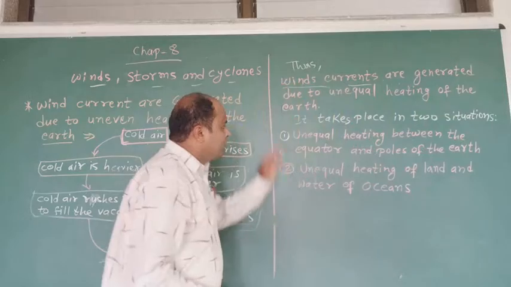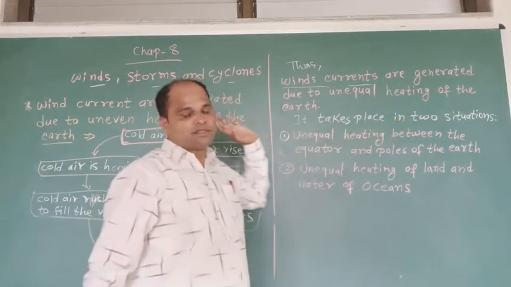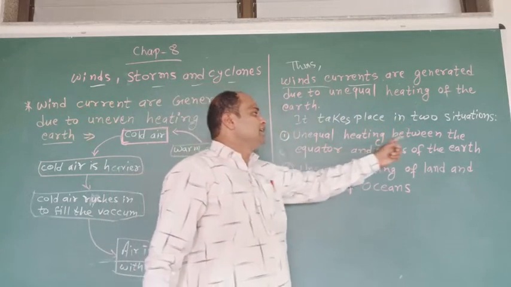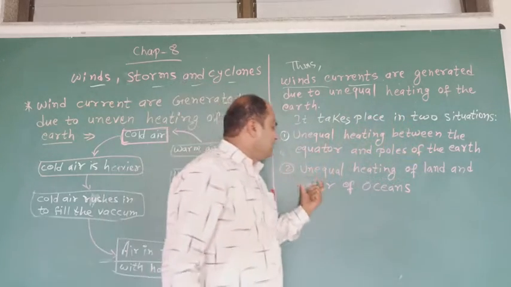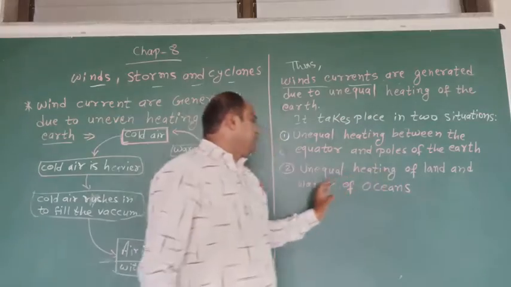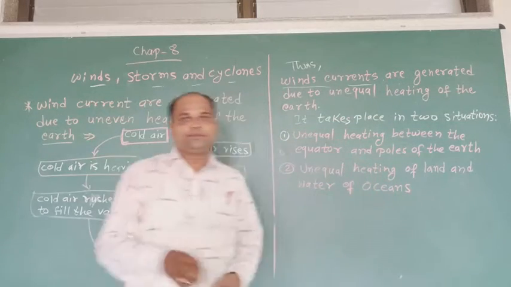So it takes place in two situations. First is unequal heating between the equator and poles of the earth, and then unequal heating of land and water of oceans.